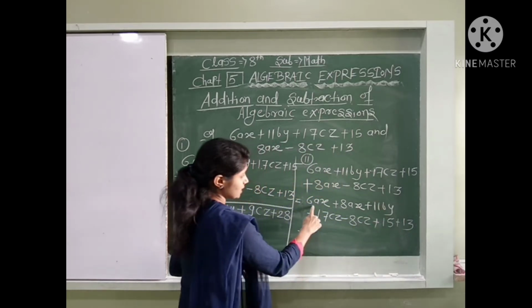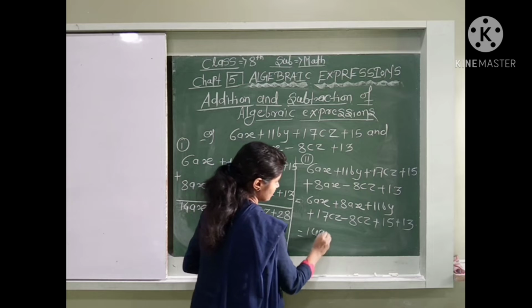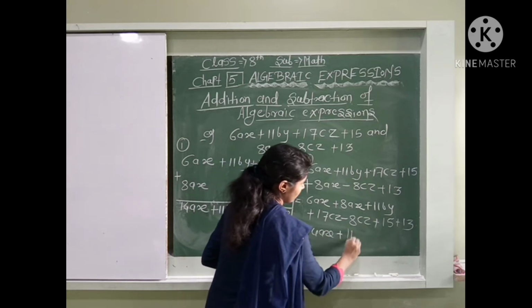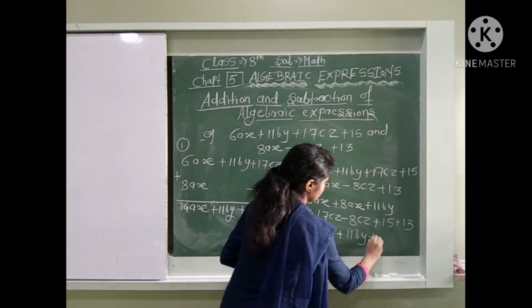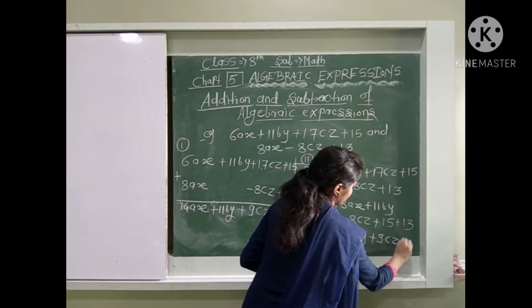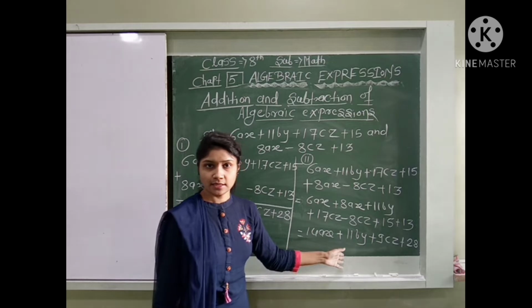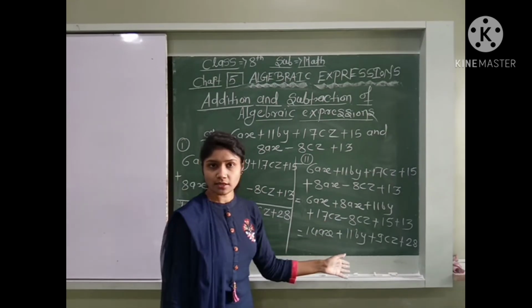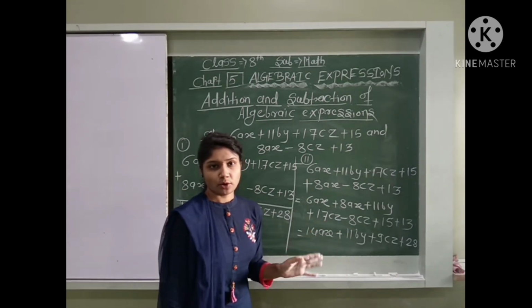Now we solve. 6ax plus 8ax is 14ax, plus 11by as it is. Now 17 minus 8 is 9cz. The last is 15 plus 30, which is 45. That is the answer. This is how we solve addition of algebraic expressions.